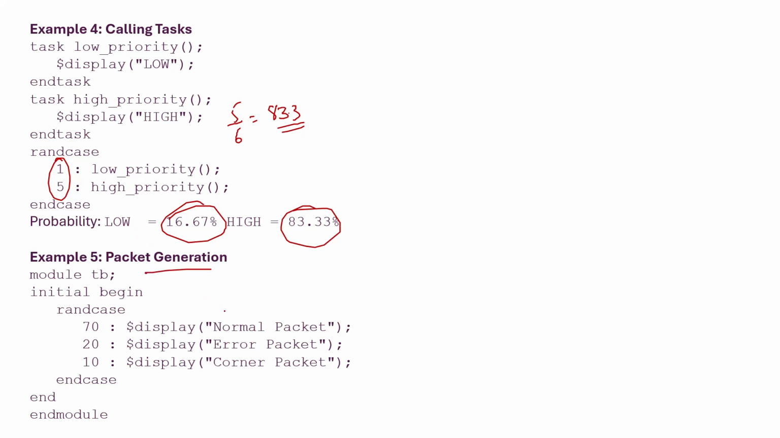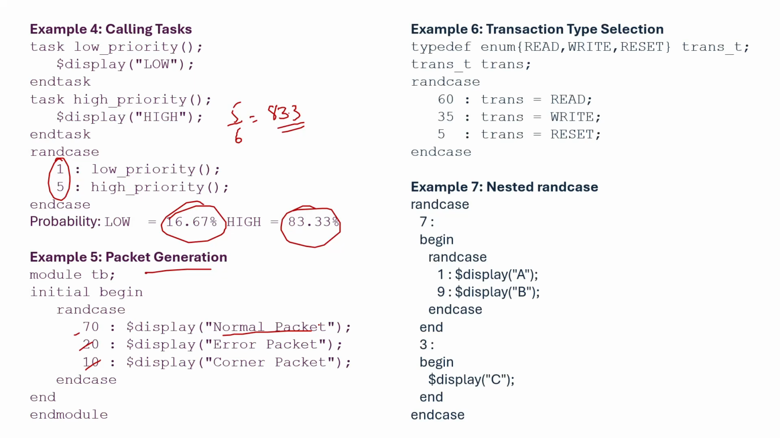Similarly, packet generation: 70, 20, 10. What is the chance? The normal packet has the highest chance compared to the error packet or corner packet. You understood, right? So that is the rand case. Compared to the normal case, in rand case we give some weight, and based on the weight, we get the output. Whichever has the highest weight will appear at the output side. Okay.